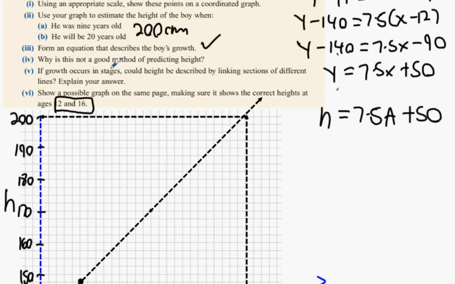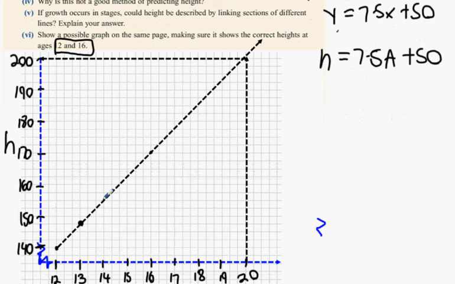If growth occurs in stages, could height be described by linking sections of different lines? Explain your answer. You could say that after a while, imagine you grow in a straight line for 2 years, and then you might get a bit. What happens then? Your level of growth starts to increase. So you could say that you could link it up using different slopes every time. Show a possible graph on the same page, making sure to show the correct heights. That's okay, yeah, that's the same graph. Done. Everybody right? What did I do in there, Dave?